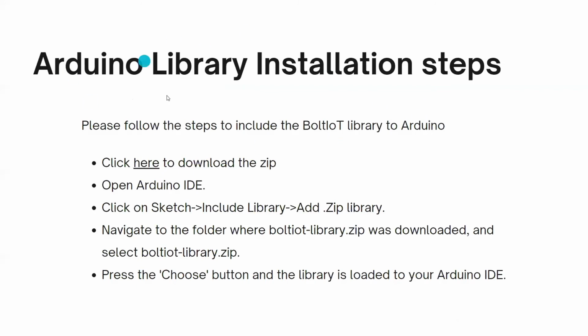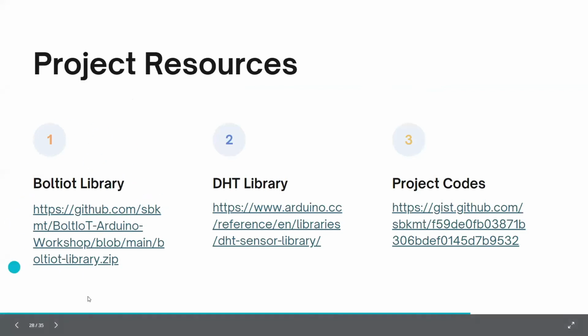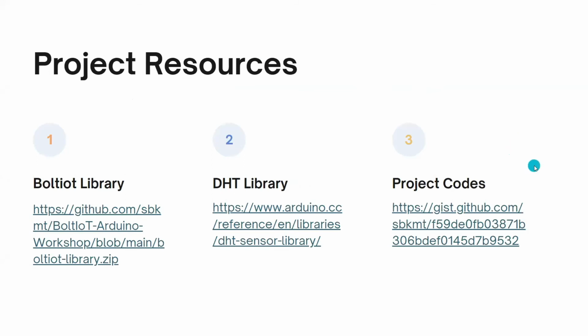I have also added installation steps for the Bolt Arduino library. These are the project resources. Here you can download the library. From here you can download the DHT library. And from here you can find all the project codes. So don't worry about it. I will share each and everything with you.